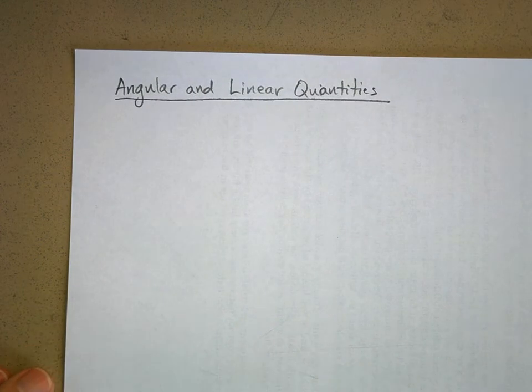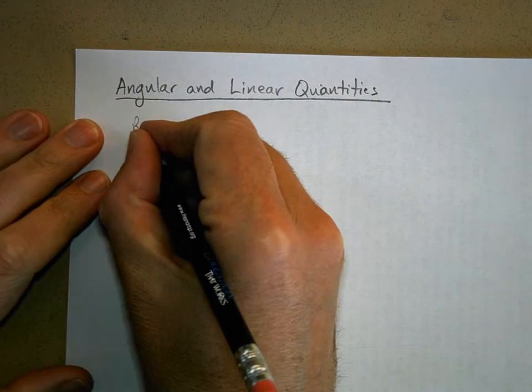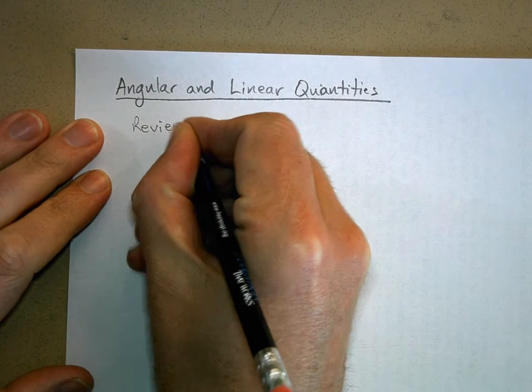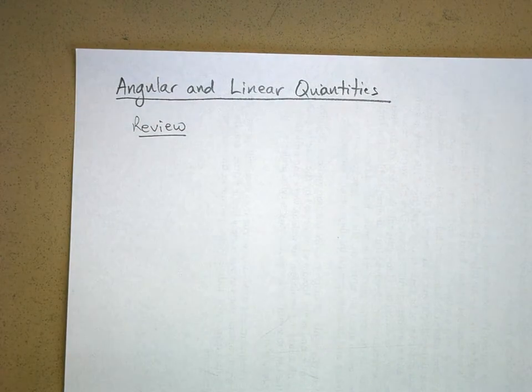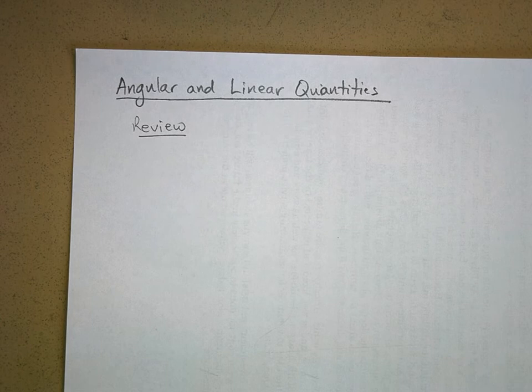Let's talk about angular and linear quantities. This is section 10.3 in your book. Let's review a little bit. What we're going to be talking about is how to relate the angular quantities we talked about last time to the linear quantities that we've been dealing with since the beginning of the year. But I think some of you were NHSing and all that sort of thing, so I want to do a little bit of a review of angular motion before.